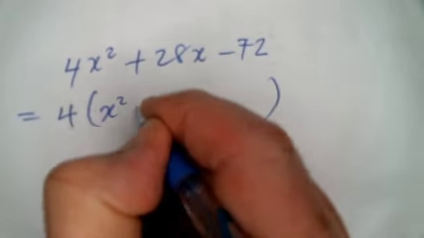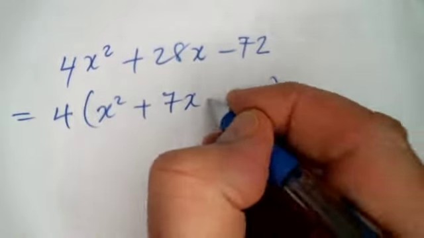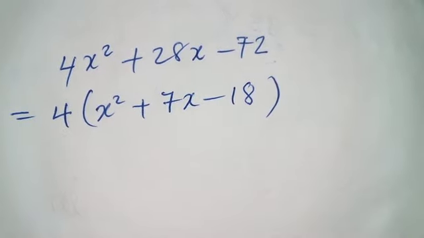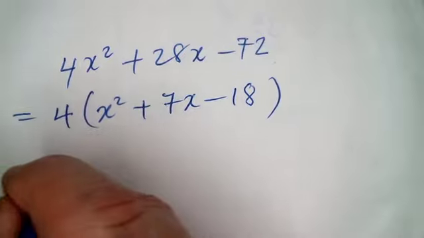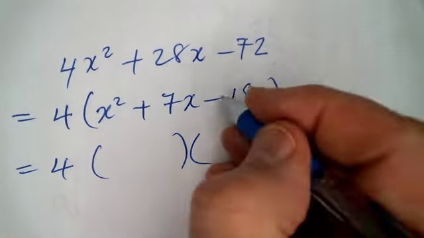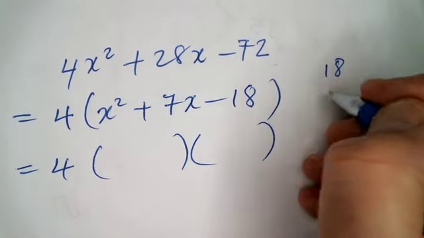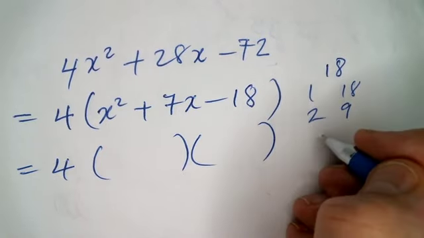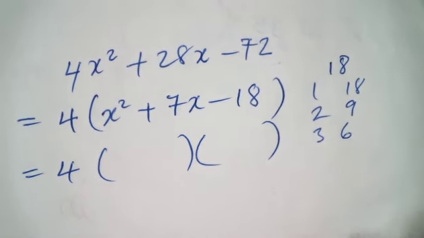I'm going to end up with an x squared. This would be a 7x. This would be a minus 18. And now I'm ready to perform the factorization of the thing I've just factored. So I end up with my 4. I'm going to now create my other two factors. I've got factors of 18 is what I'm looking for, which are 1 and 18, 2 and 9, which, by the way, looks like what I'm looking for, and a 3 and a 6.